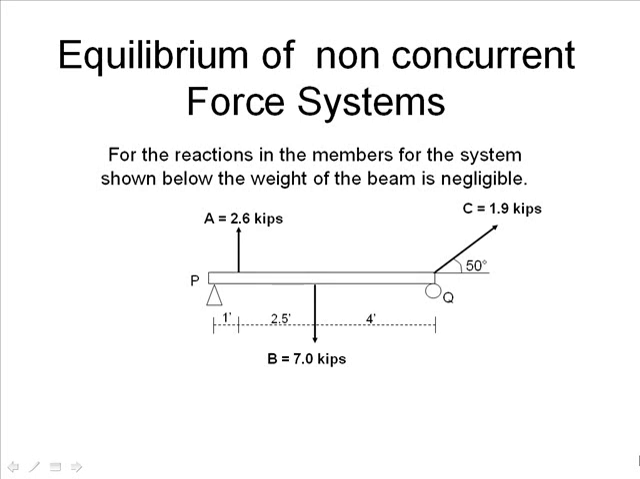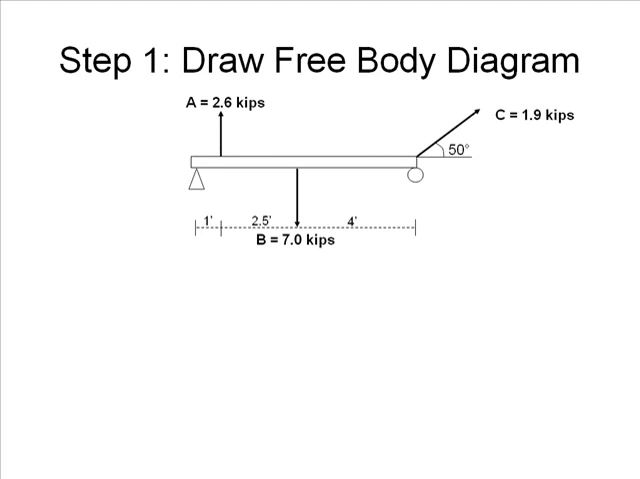This is an example of an equilibrium problem involving a non-concurrent force system. We need to find the support forces provided by roller Q and knife edge P. We begin this problem by drawing a free body diagram of the situation.